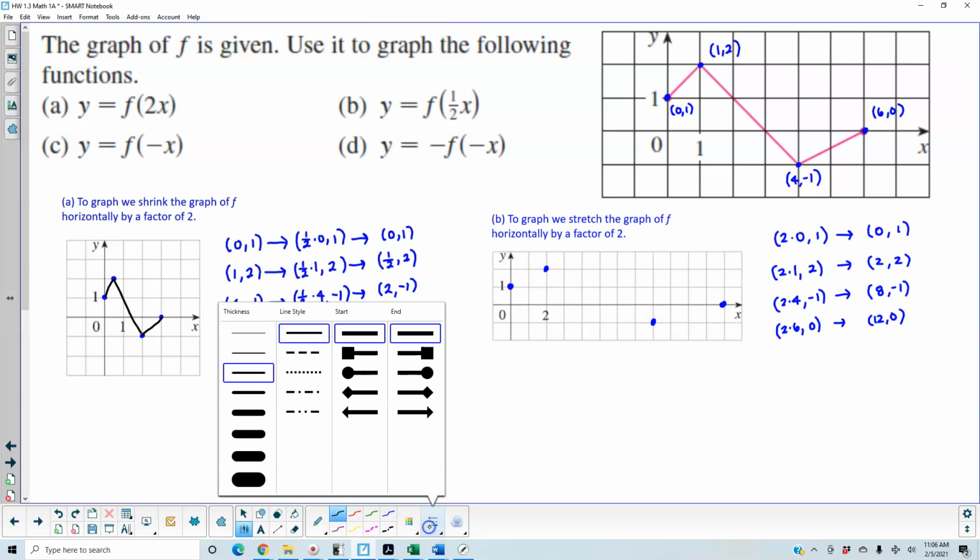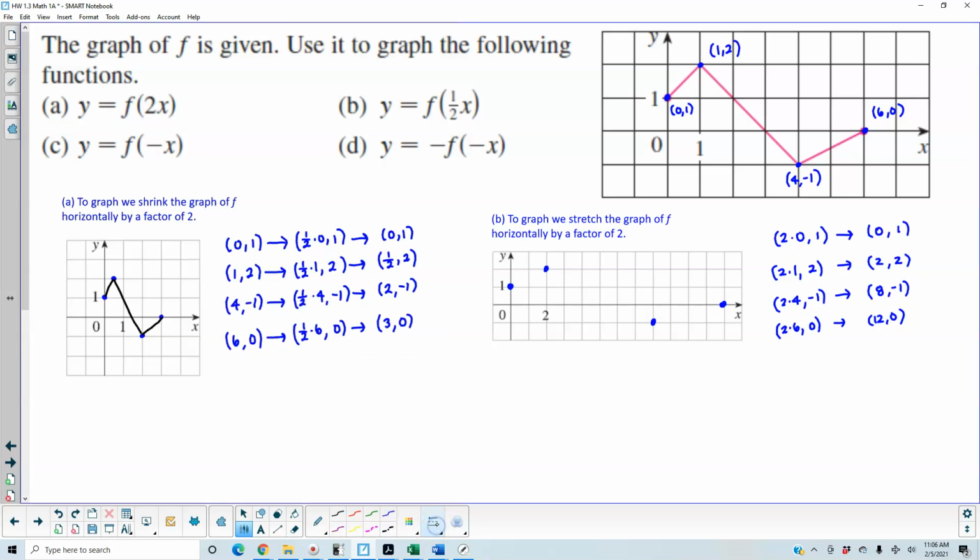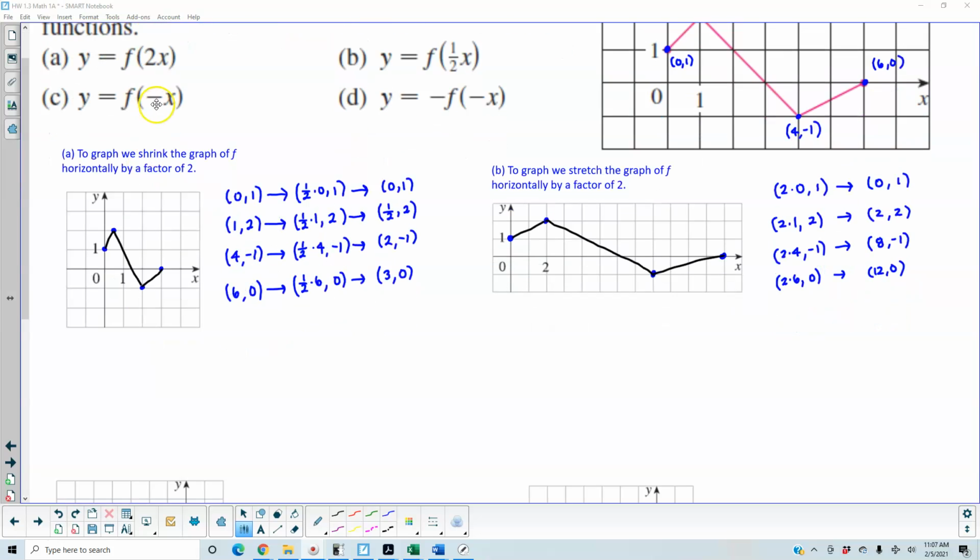And so now when we graph, we can see that we stretch this horizontally. So there is the graph being stretched horizontally by a factor of 2. Okay, now for part C, we have y equal to f of negative x. So that means we're taking the negative value and multiplying it by the input, which is x.